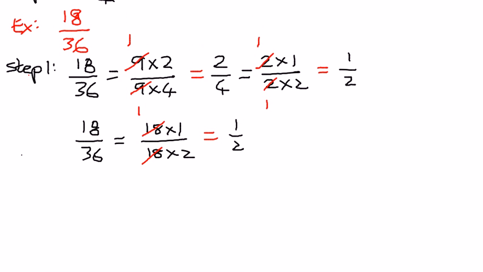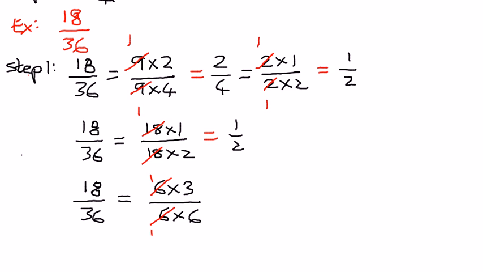Another way of looking at it is, let us say we have 18 over 36, and this time let us say we know our 6 times table. So in this case, 6 times 3 is 18. 6 times 6 is 36. So 6 in the numerator, 6 in the denominator, we can cancel them out. They go in each of them one time.